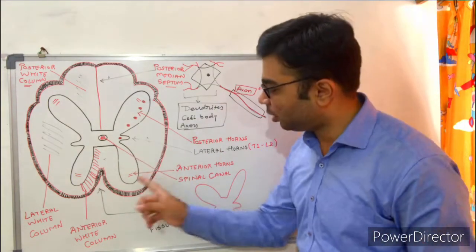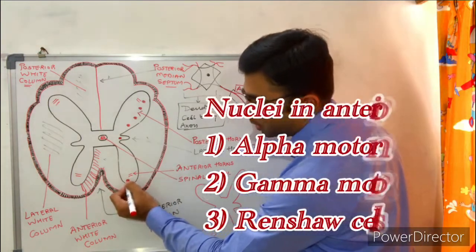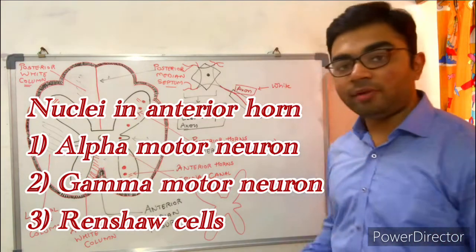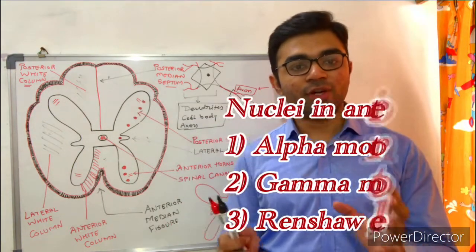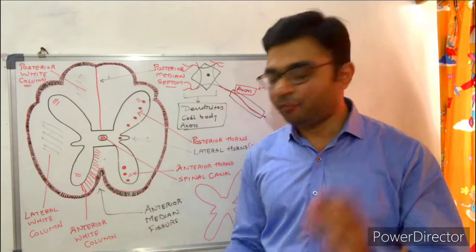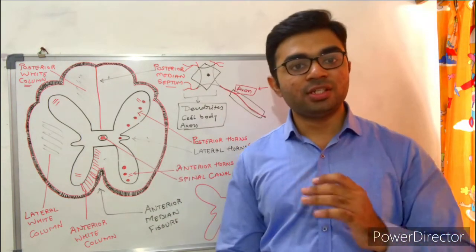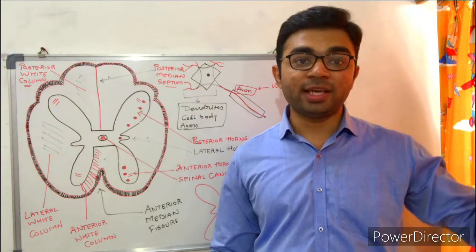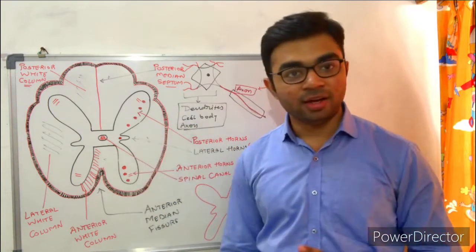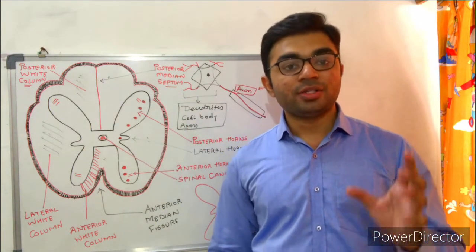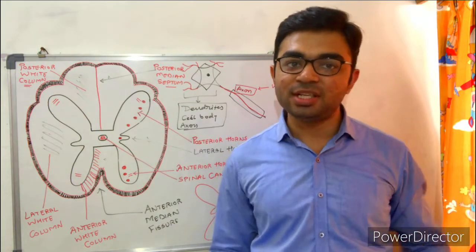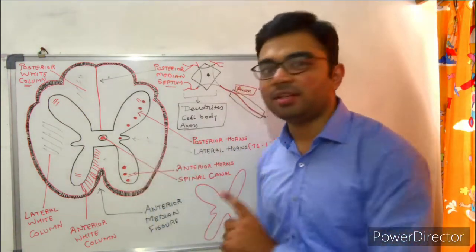And in the anterior, my favorite horn, there are 3 nuclei present. First is the alpha nucleus, then the gamma nucleus and the Renshaw cells. The alpha nucleus is a multipolar neuron, and the fibers from the alpha nucleus end over the extrafusal fibers of the skeletal muscles. From the gamma motor neuron, the fibers end into the intrafusal fibers of the muscle, and the last one is the Renshaw cell.